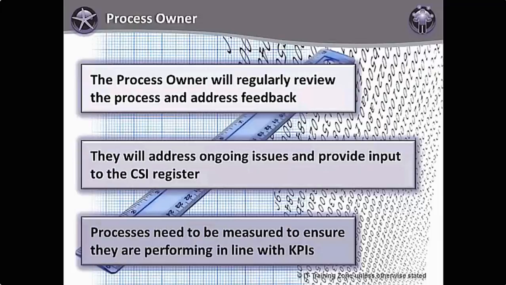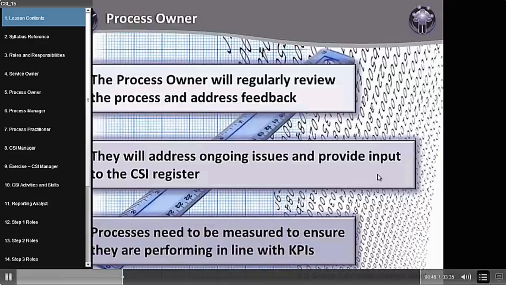The process owner will also regularly review the process and look for any potential enhancements. This could include addressing any feedback from stakeholders who are not happy with the performance of the process. Finally, the process owner will address ongoing issues with the process and provide input to the overall CSI register. Processes need to be measured to ensure they are performing in line with any key performance indicators. If they are failing to meet their key performance indicators, this could well initiate an improvement action.